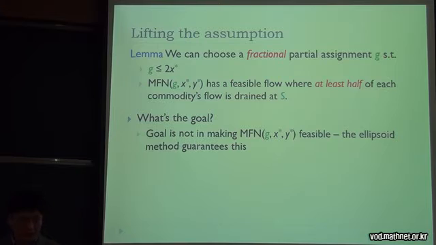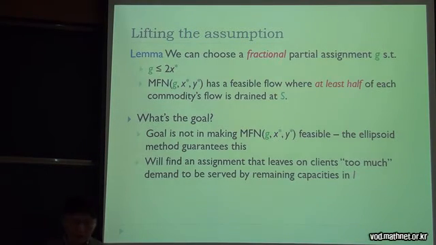But let me step back a little bit and think about what the final goal of our entire analysis is. Even though it may sound slightly strange if you first hear about it, our goal is not really in making the multi-commodity flow network feasible, because that's something the ellipsoid method will take care of. Our goal here is actually trying to make the multi-commodity flow network infeasible unless it's going to be able to generate a flow that has all these nice properties. So I'm actually going to make it harder. In other words, I want to find a partial assignment that leaves on some of the clients too much demand in order for that demand to be served only by the capacities that remain in the nearly integral facility. So in other words, they will have to go to the facilities with small opening.